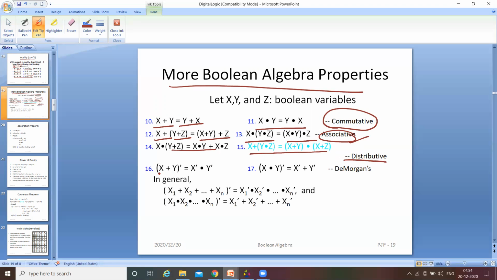Distributive law. And (x plus y) whole bar is equal to x bar dot y bar, and (x dot y) whole bar is equal to x bar plus y bar. These are De Morgan's laws, which are very important. Similarly, it also holds for n variables, becoming individual variables.